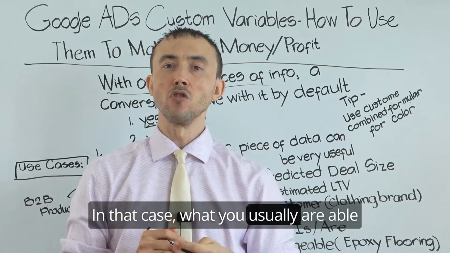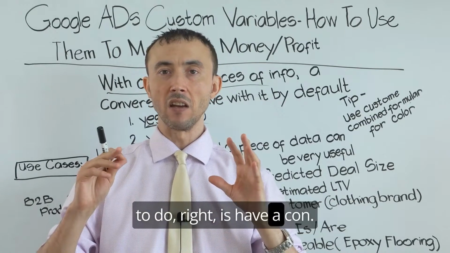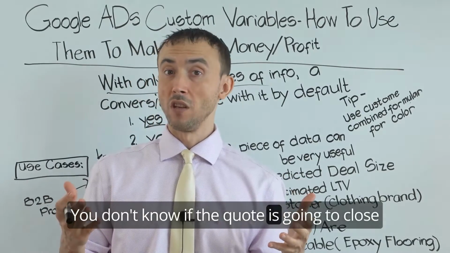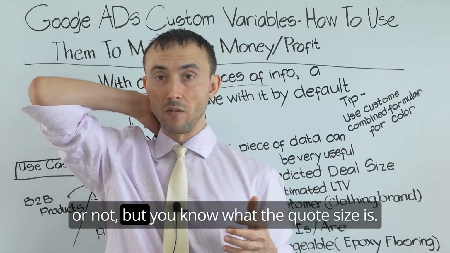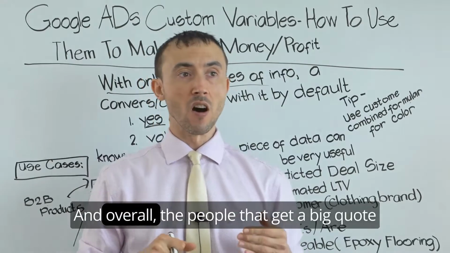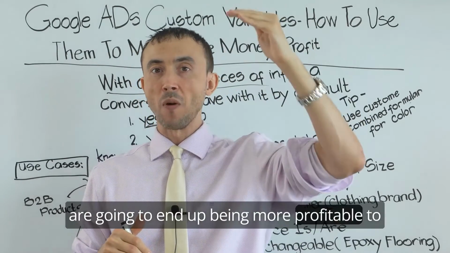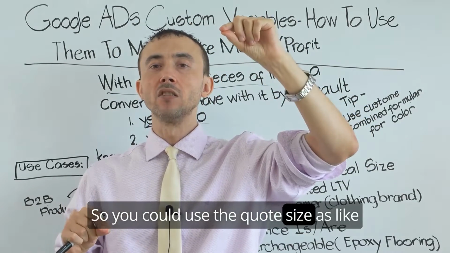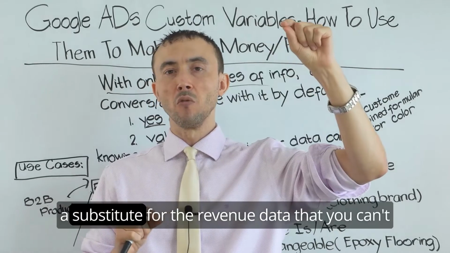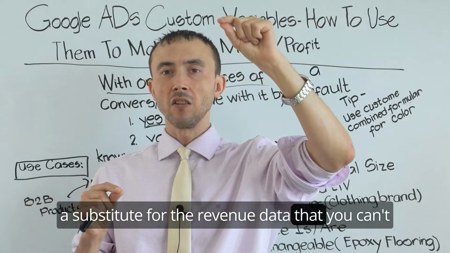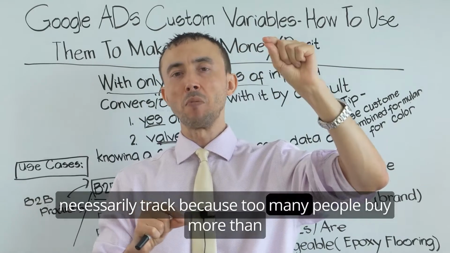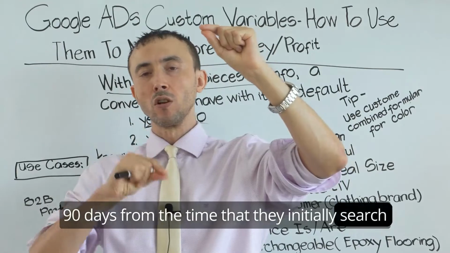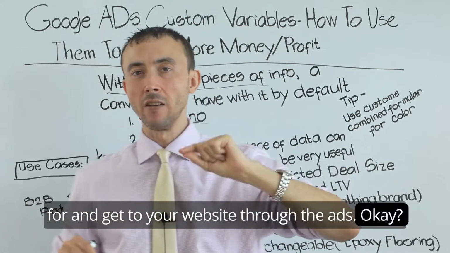In that case, what you usually are able to do is give them a quote. You don't know if the quote is going to close or not, but you know what the quote size is. And overall, the people that get a big quote are going to end up being more profitable to you than the people that got a little quote. So you could use the quote size as a substitute for the revenue data that you can't necessarily track, because too many people buy more than 90 days from the time that they initially search for and get to your website through the ads, okay?